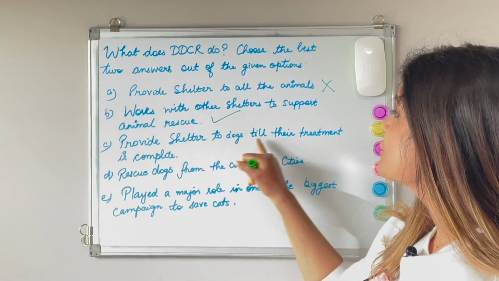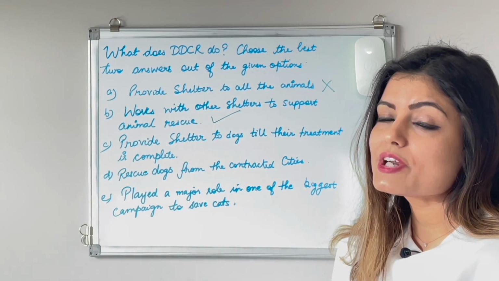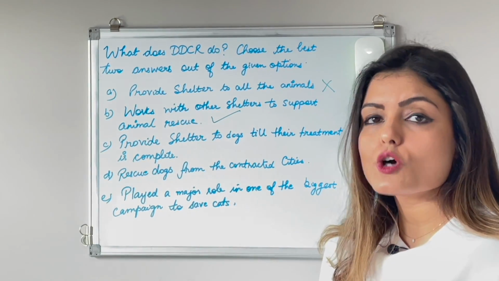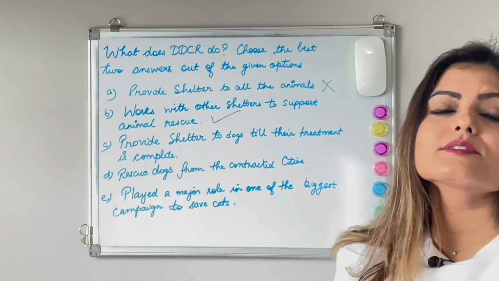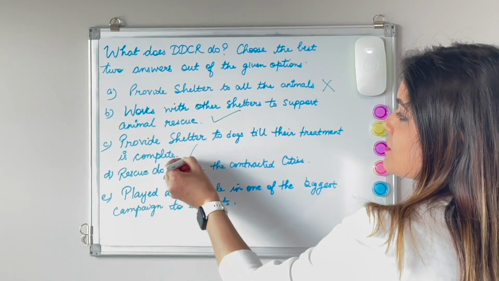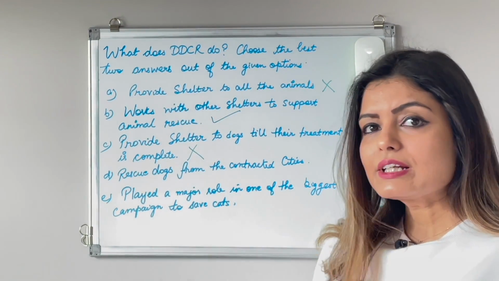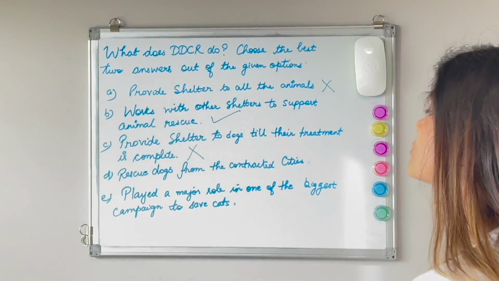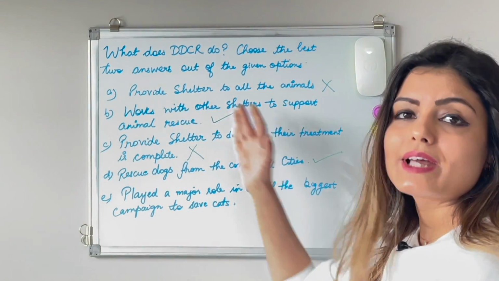Then provide shelter to dogs till their treatment is complete. Well, no, it does provide shelter to dogs, but it provides shelter to dogs till their adoption is done, till they get adopted. So this statement is not correct. Which means this is wrong. Rescue dogs from the contracted cities. It's very clearly mentioned in the text that they rescue dogs from the contracted cities. So of course this is the correct answer. Now we already got our two correct answers.